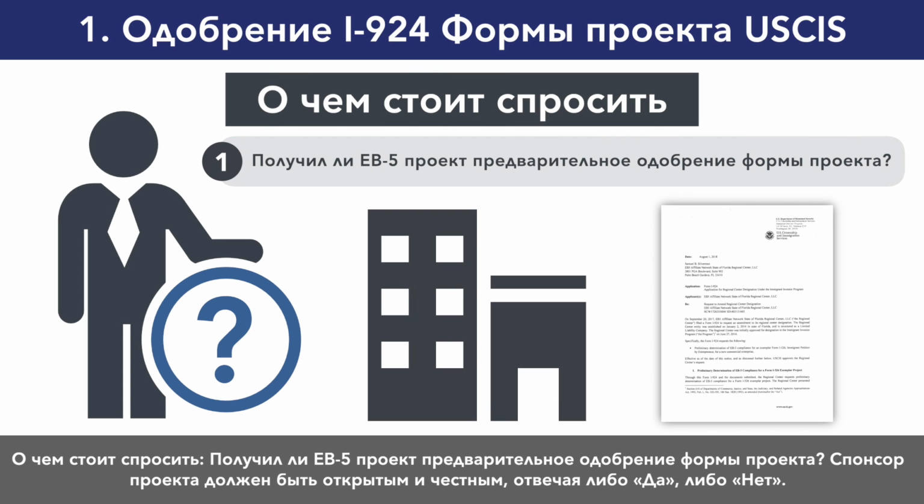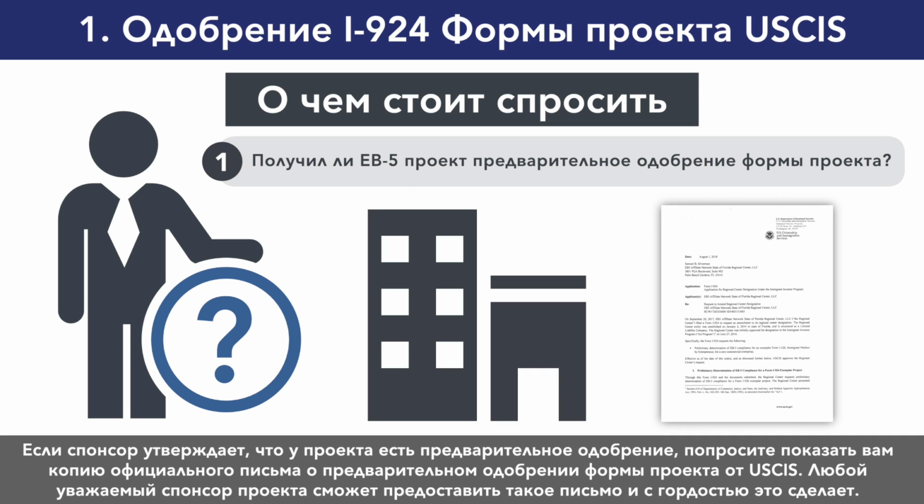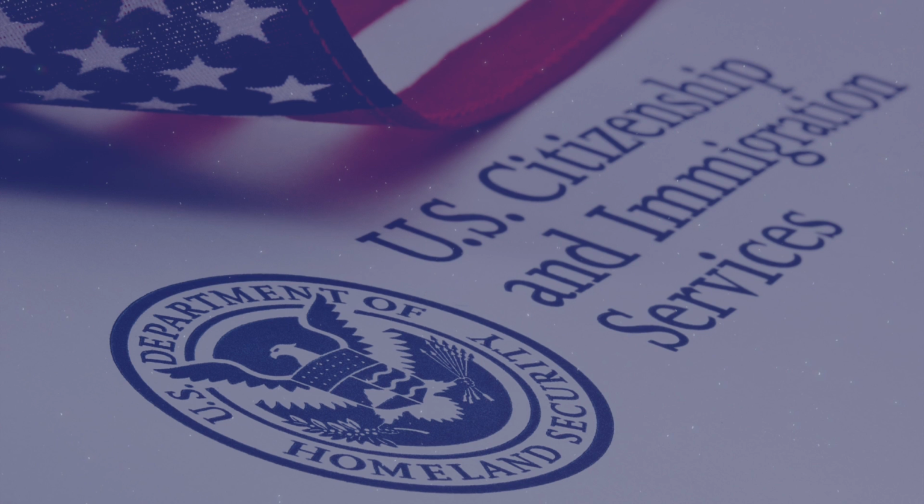Questions to ask. Has the EB-5 project received exemplar approval? A project sponsor should be direct and honest, answering either yes or no. If the sponsor claims the project has exemplar approval, follow up by requesting a copy of the official USCIS exemplar approval letter. Any reputable project sponsor can provide the letter and will be proud to do so.